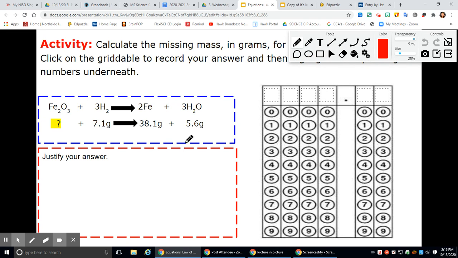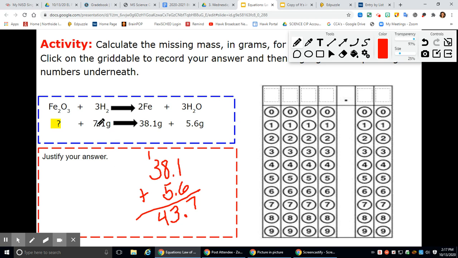So we want to know what is the total of the mass of our products. So again, let's get our web page. And we're going to add, this time, 38.1 plus 5.6. So we have 7, and then 8 plus 5, that would be 9, 10, 11, 12, 13. So the mass of our products is 43.7 grams.